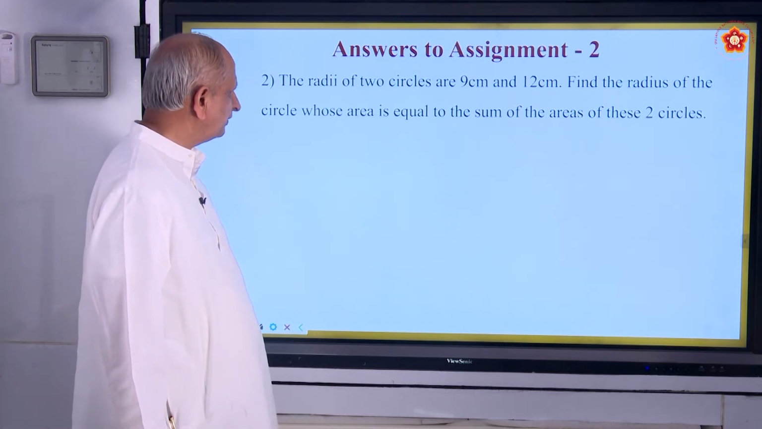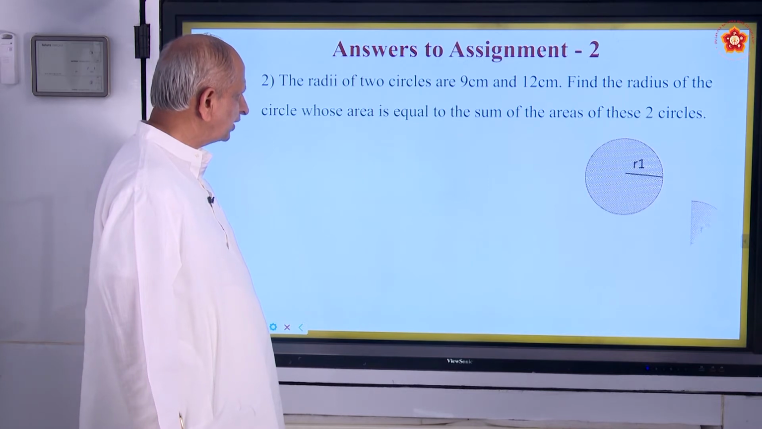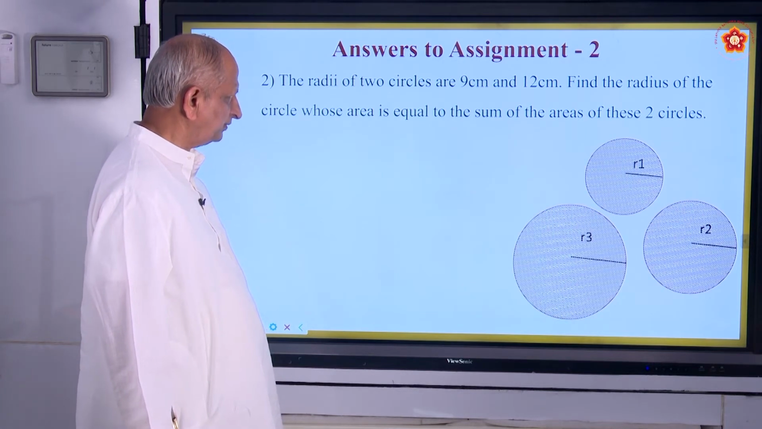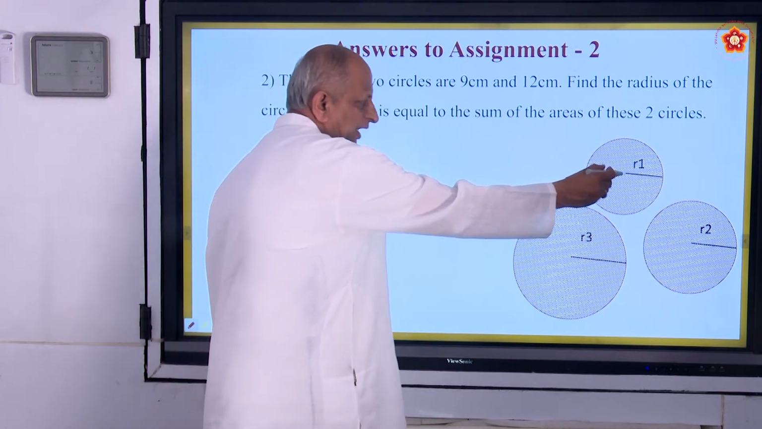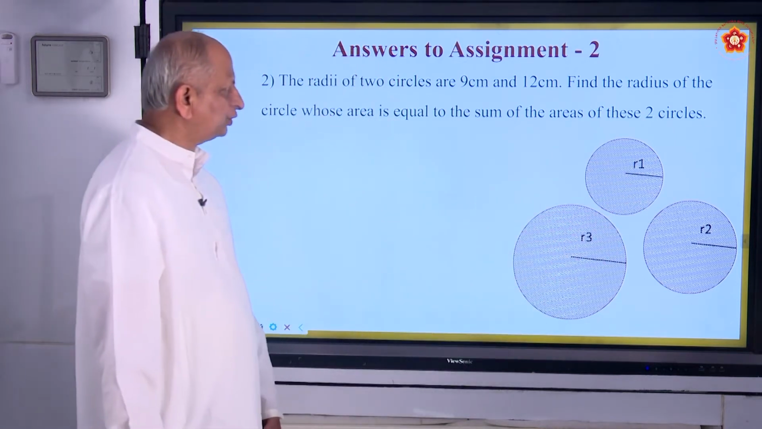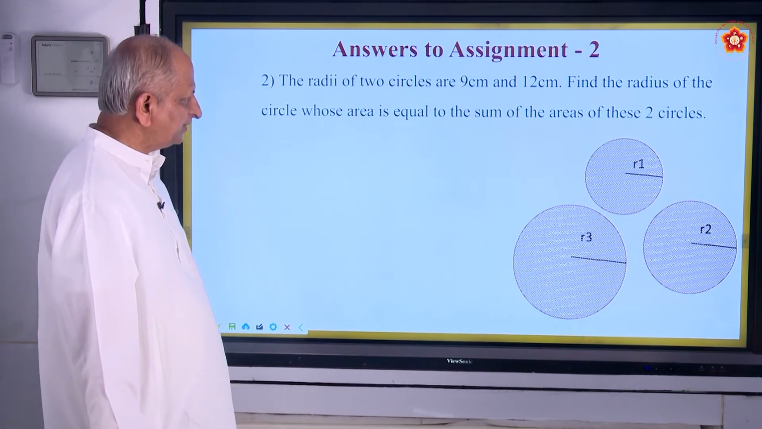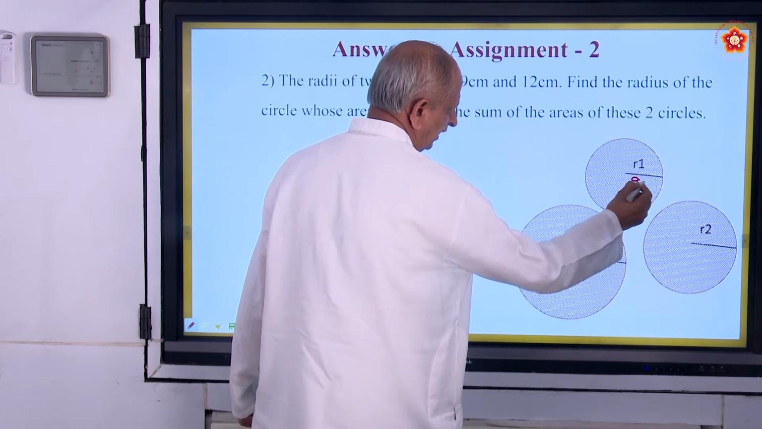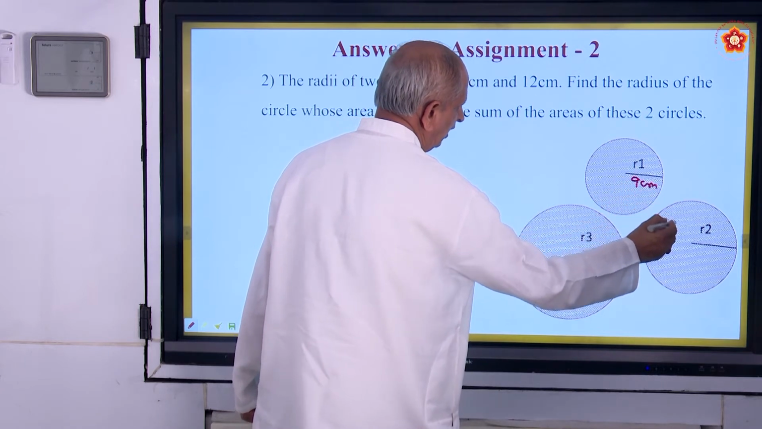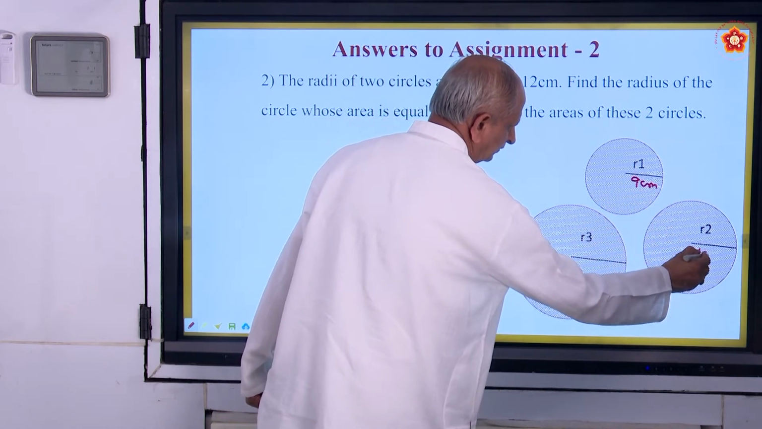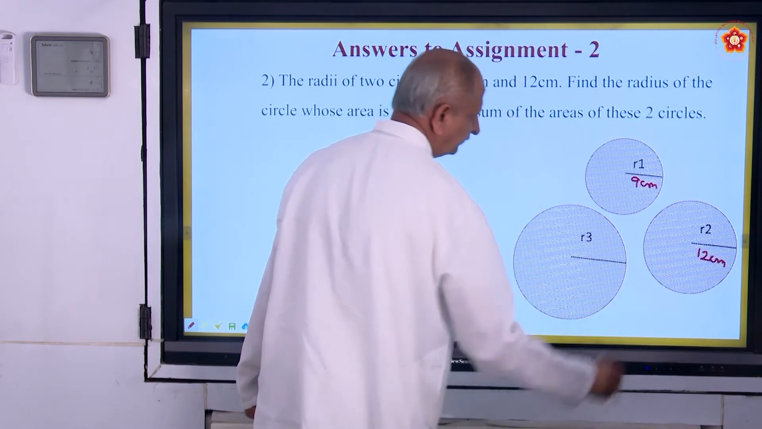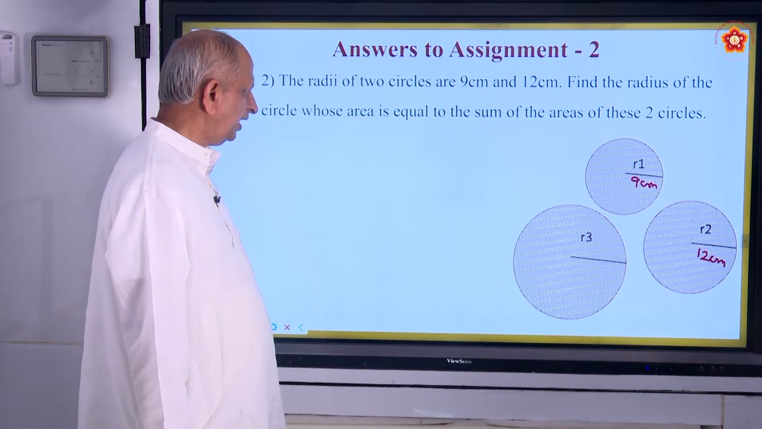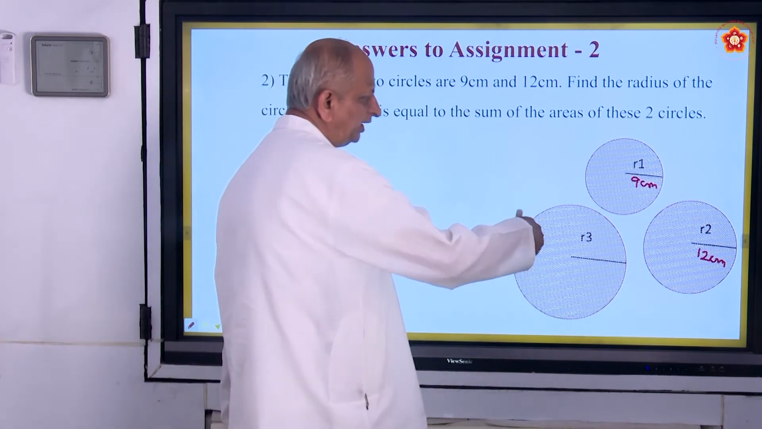Coming to the second question, 2 circles of radii 9 centimeters and 12 centimeters. So, you can see 2 circles R1 and R2, R1 is 9 centimeters, R2 is 12 centimeters. Now, they are asking to find the radius of the circle whose area is equal to this.